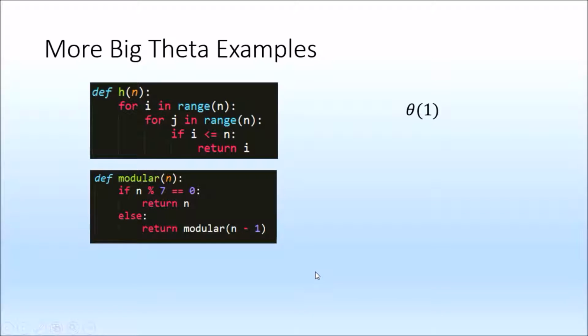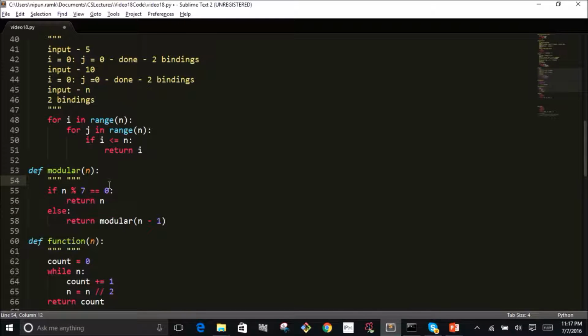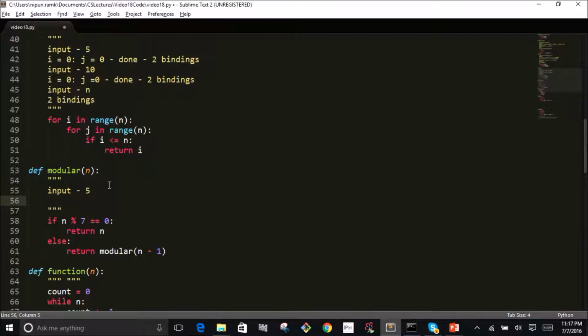Alright, now let's look at this interesting function. It's called modular, and this is again a recursive function. So we're going to use the idea of the cost model with recursion. We're going to count the function calls. Our favorite input is 5, so I'm just going to put that in there. So we have an input of 5, and let's see how many function calls we get.